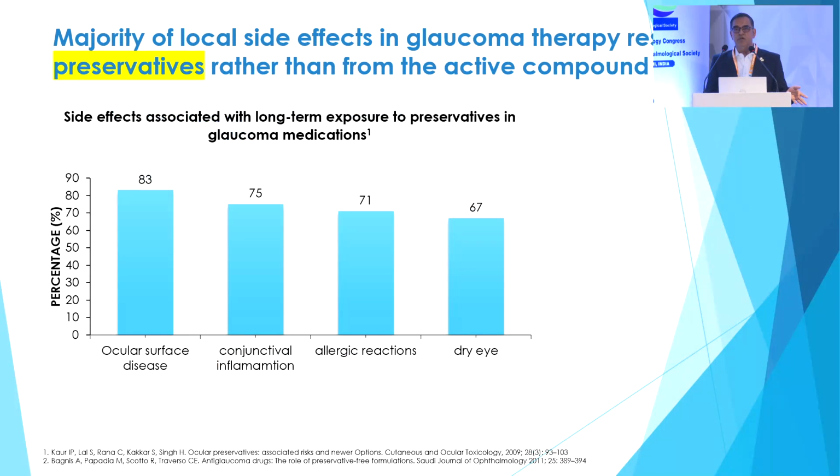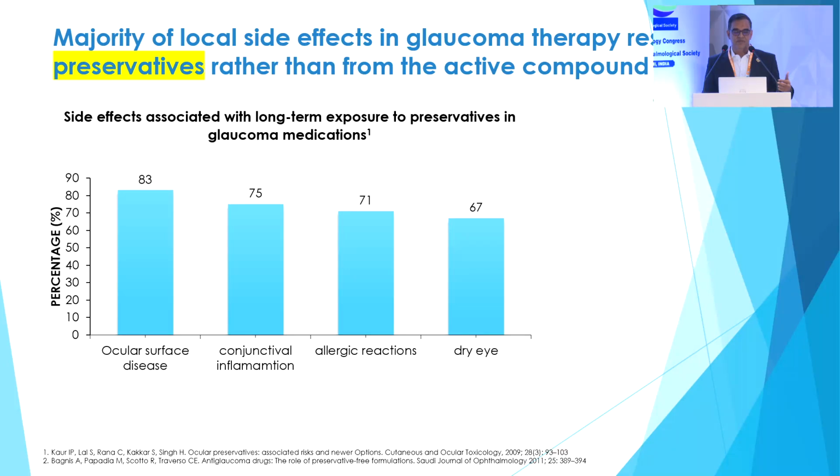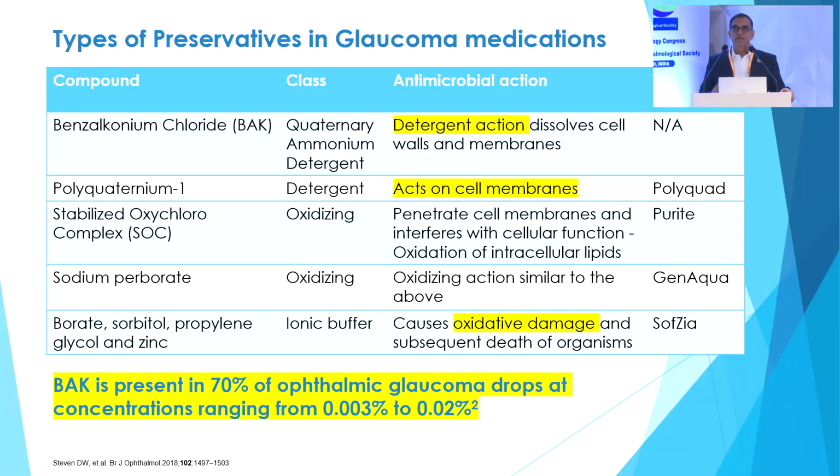Majority of the local side effects in glaucoma therapy seem to result from the preservatives rather than the actual active compound itself. There is some belief that the active compound may also be important in side effects, but the preservatives seem to cause more of the local side effects, such as ocular surface inflammation, conjunctival inflammation, allergic reactions, and of course dry eye. We have various preservatives available in glaucoma medication.